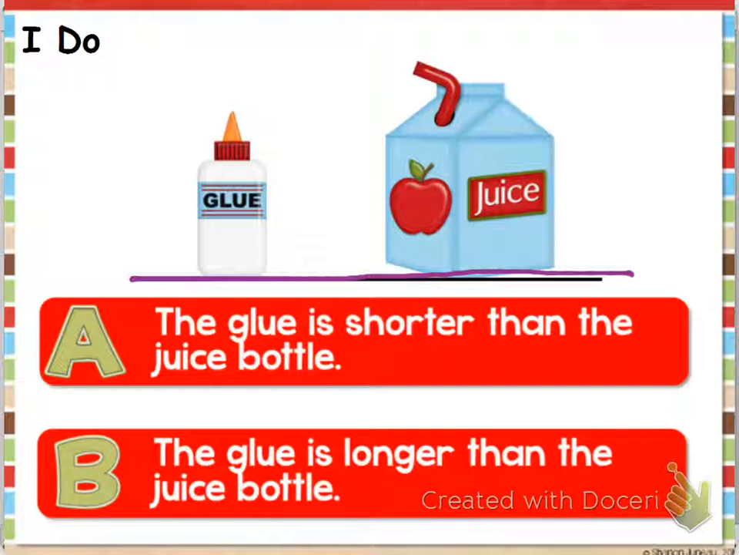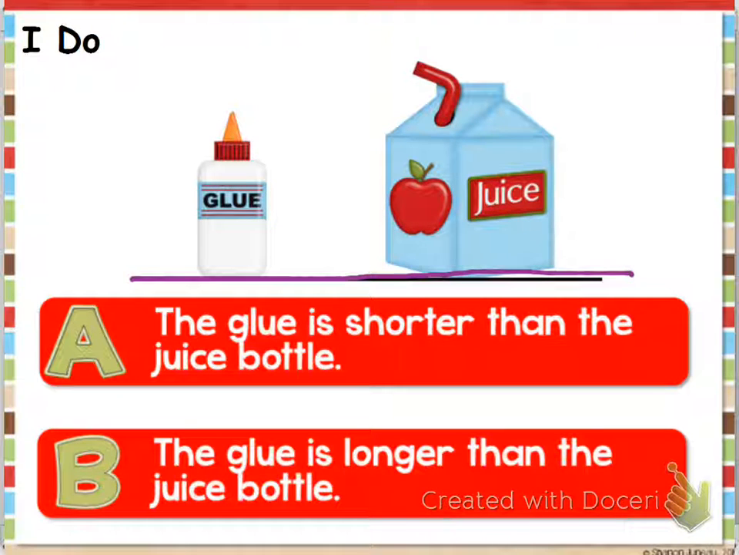Okay, so looking at this one right here, we're talking about a glue and a juice bottle. And we have to read both of these statements and figure out which one is correct. Now the first one says the glue is shorter than the juice box. Well, looking at this, it looks like the glue is shorter than the juice box. So this one could be right. But let's look at the other statement just to make sure.